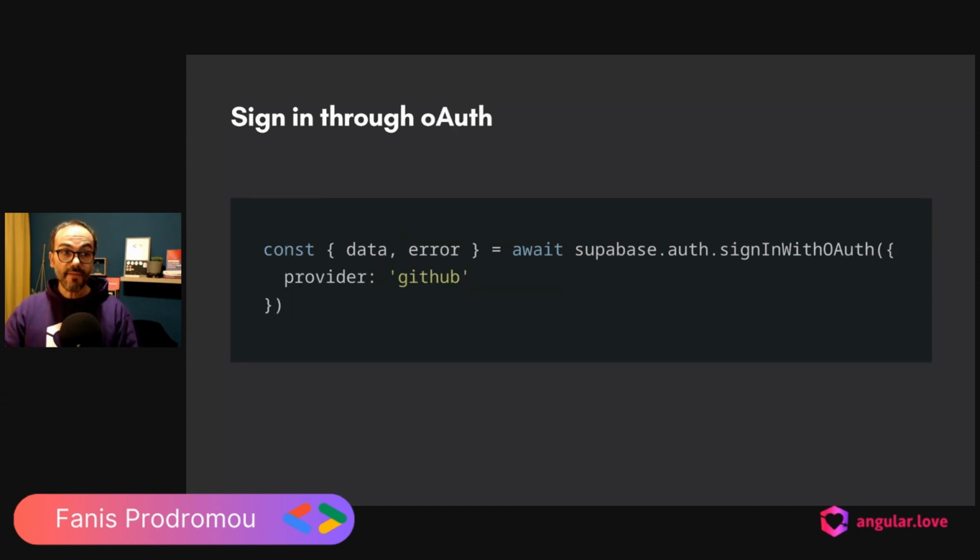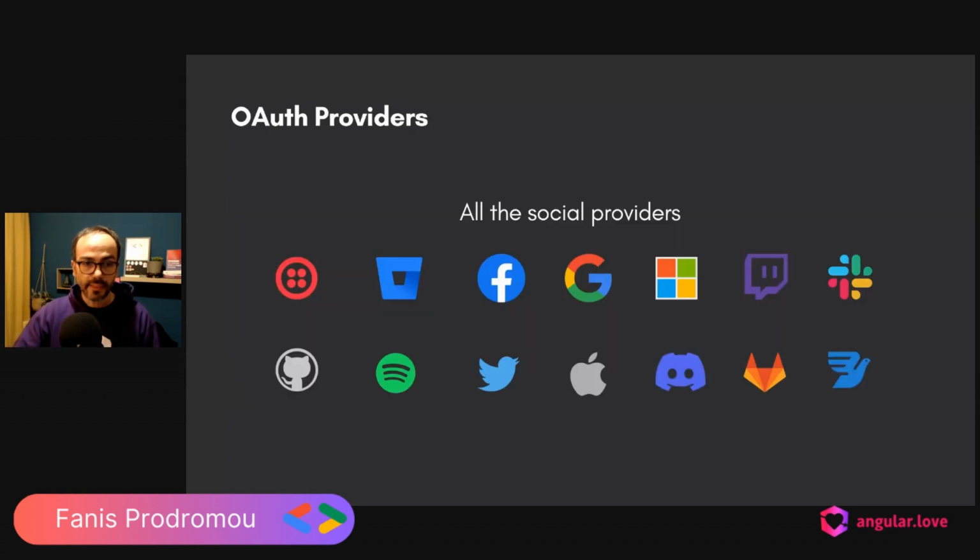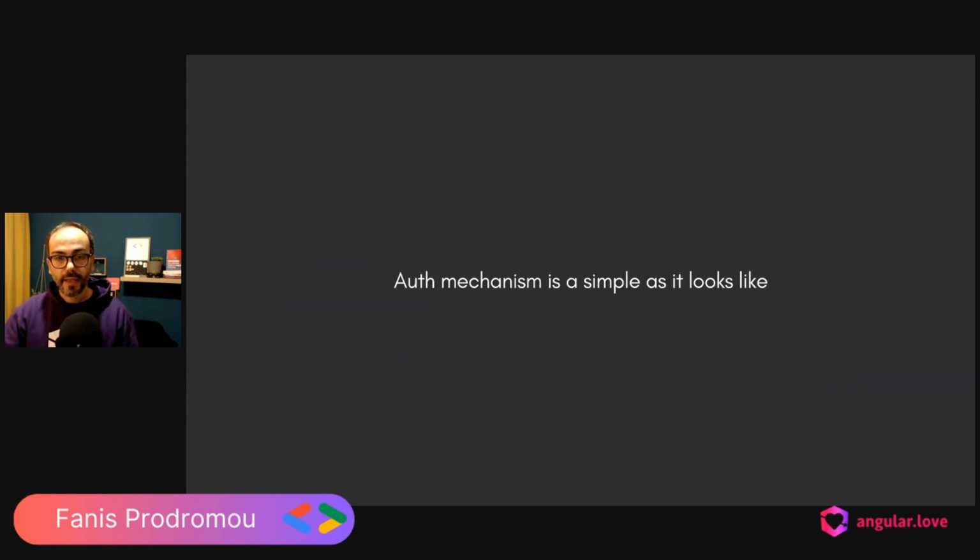We can even have the option to sign in through OAuth. The call is, again, the same thing: supabase.auth.signInWithOAuth, and we have to provide the provider. Here we'll have GitHub. You might be wondering, do we have other providers? It seems that Supabase supports almost all the social providers. And that's it in terms of authentication.